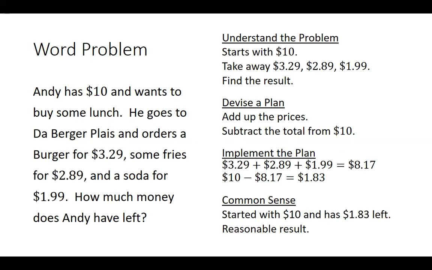Whereas if you looked at this and you came up with a plan and you implemented that plan and you came out with him having $8.17 left, you added up the prices, but you didn't subtract from 10. Would that make sense that Andy started with $10 and was able to buy all that lunch at those prices and still have $8.17 left? No, that doesn't make sense.